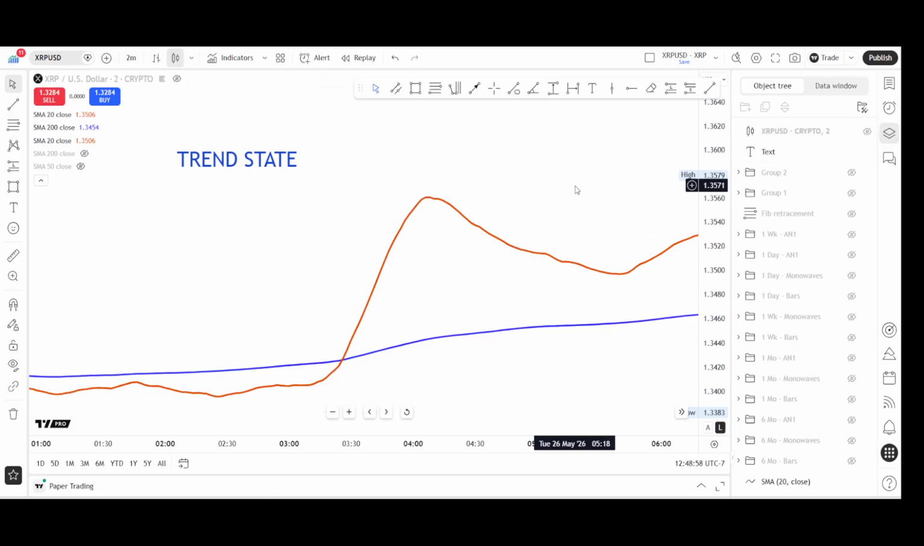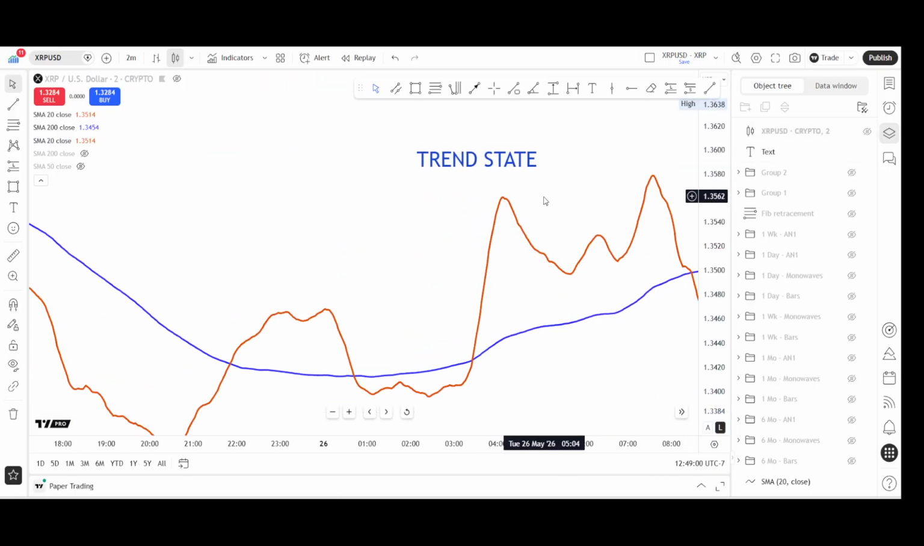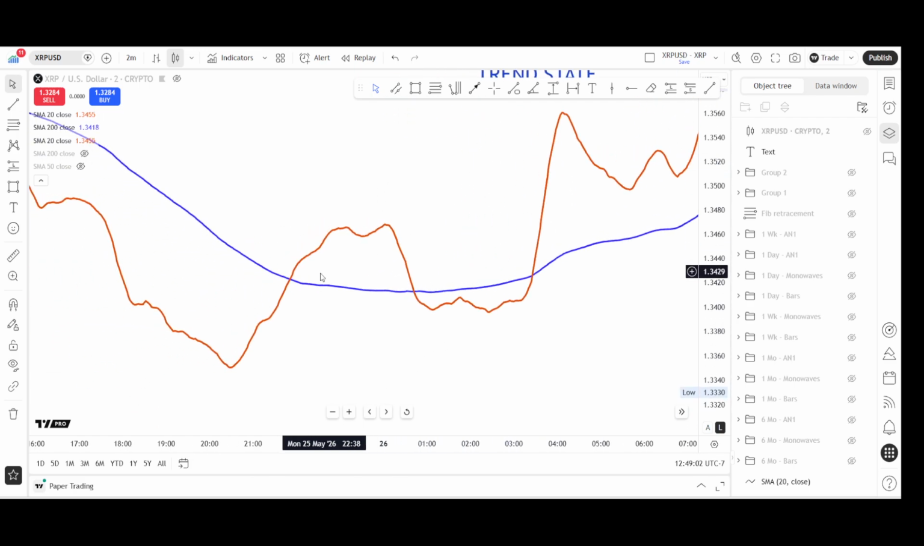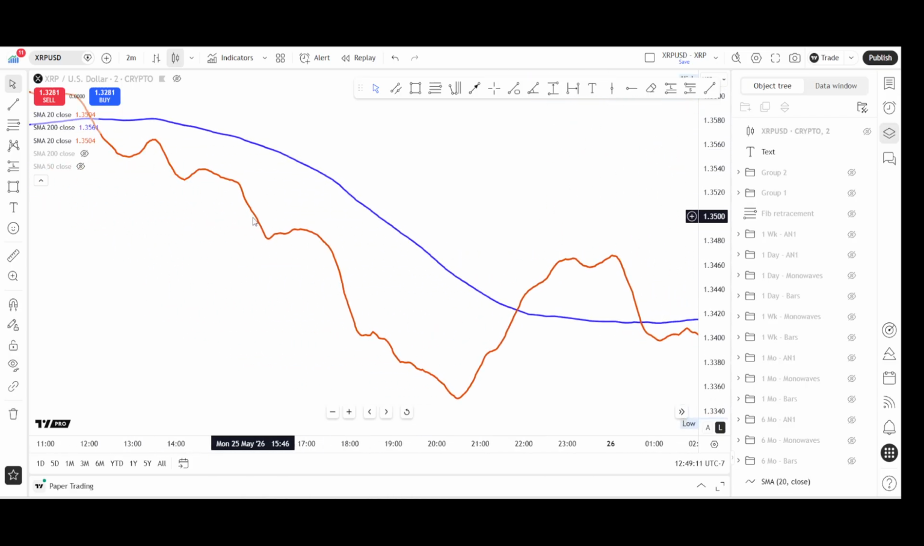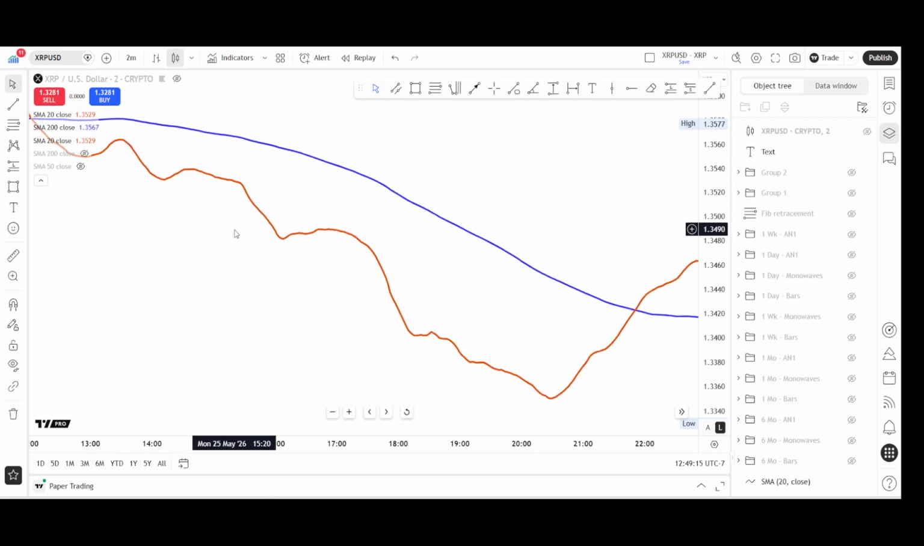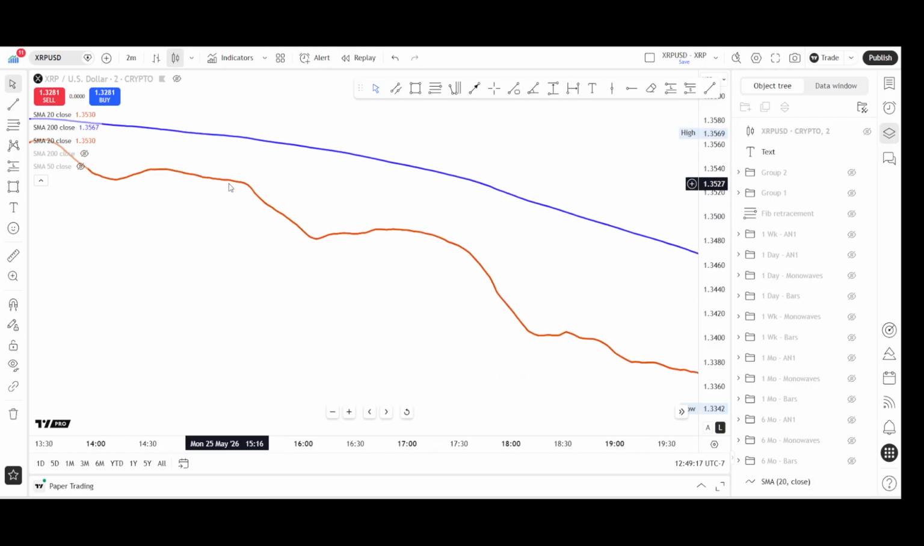And let's just look at trend states on this 2-minute chart. This would be a trend state with a cross. We're not talking about entries and exits here. We're just looking at the trend state. Here we have an angle. Actually, what we're really looking for is an angle to the 200. So if we were to look at this, this is an angle to the 200.